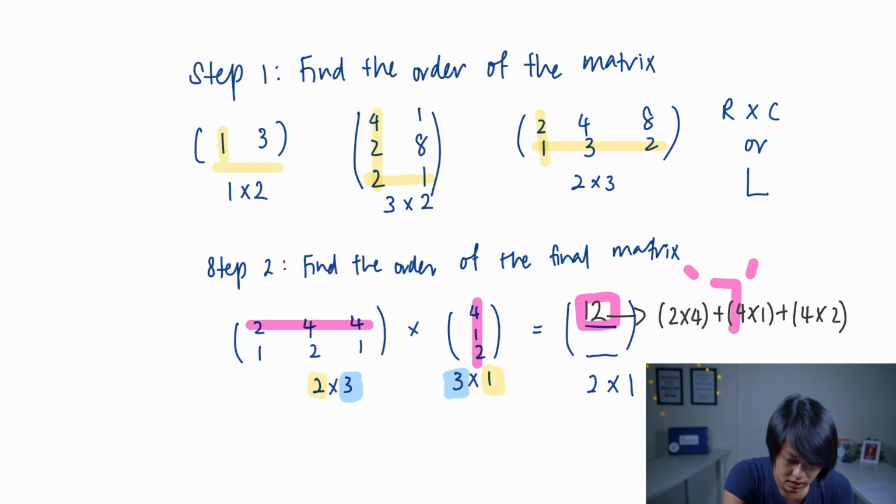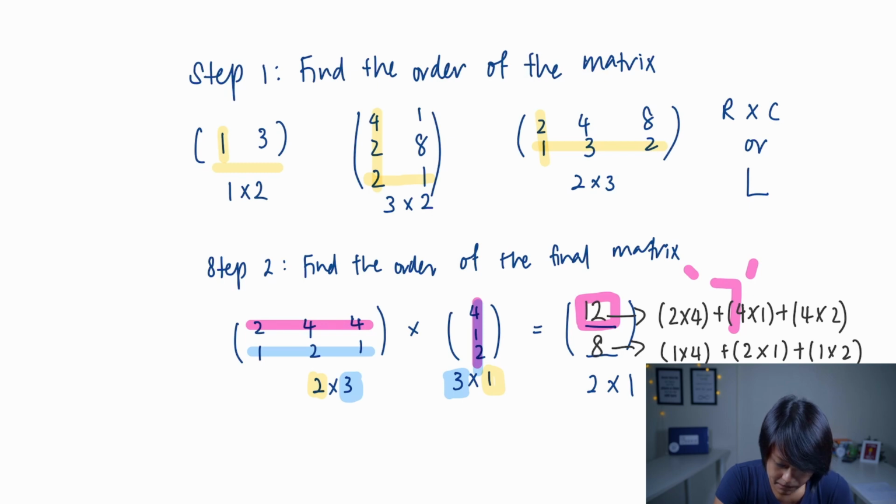And then for the next number, you go down to the next row and multiply by the same column, which gives you 1 times 4 plus 2 times 1 plus 1 times 2, which gives you 8. Sorry, the number here should be 20. So you can see that at the end of the day, I have my matrix multiplication.